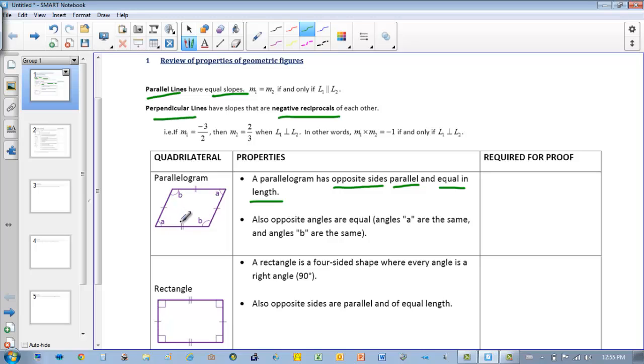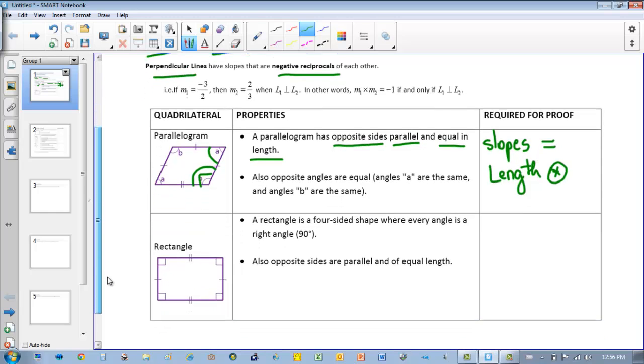Now let's think about what that means for us in terms of analytic geometry. What does it mean that opposite sides are parallel? Well, we do know that parallel lines have equal slopes. So if we find the slopes of parallel sides, we must prove that slopes are equal for parallel sides. But we also have to prove that the opposite sides are equal in length. So what does that mean? We have to find the length of the lines.